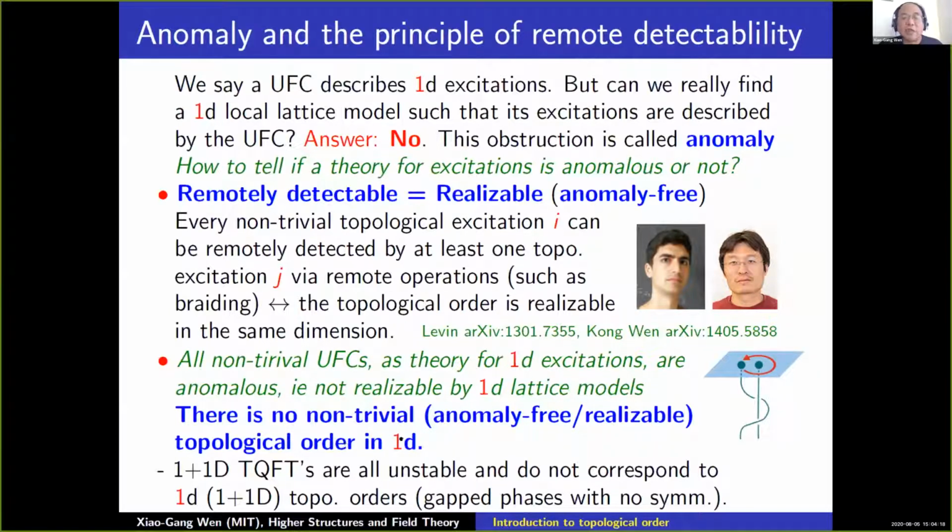This sounds strange because there are a lot of 1+1D, or two-dimensional, TQFTs. They classify Frobenius algebras, and there are many papers studying that. But that kind of TQFT actually does not correspond to topological order in the condensed matter sense, because they are unstable. They are not a stable phase. So the statement here is that these 1D or 2D TQFTs do not really correspond to topological order. Non-trivial topological order only appears in higher dimensions, not in one dimension.